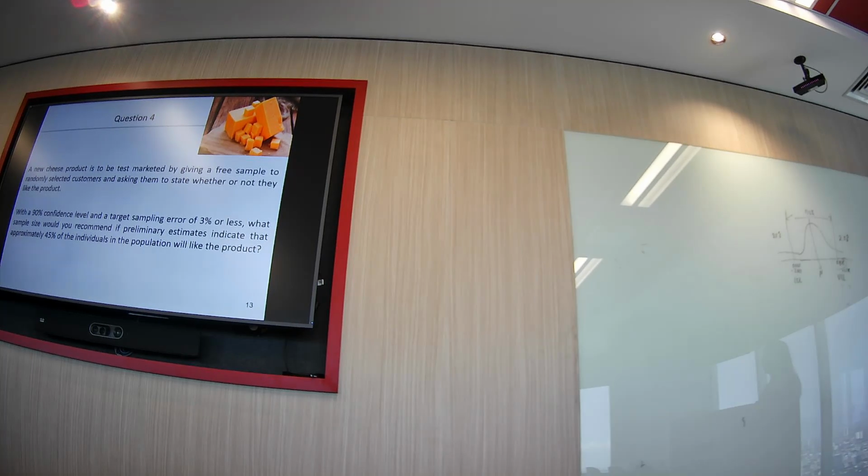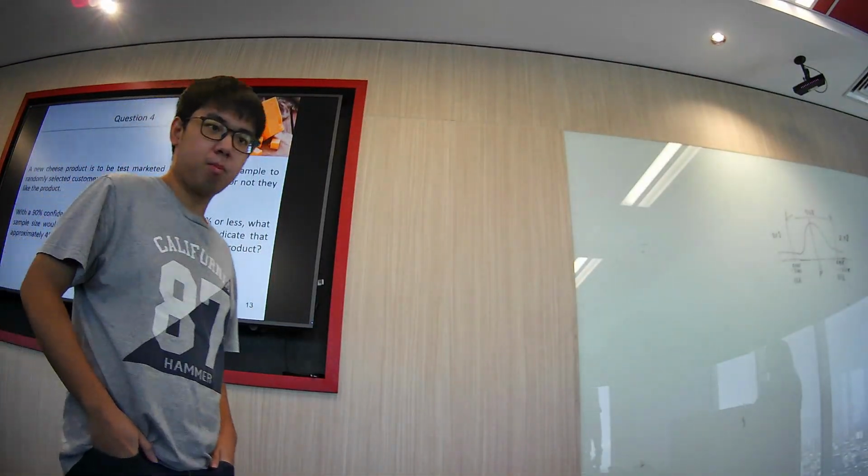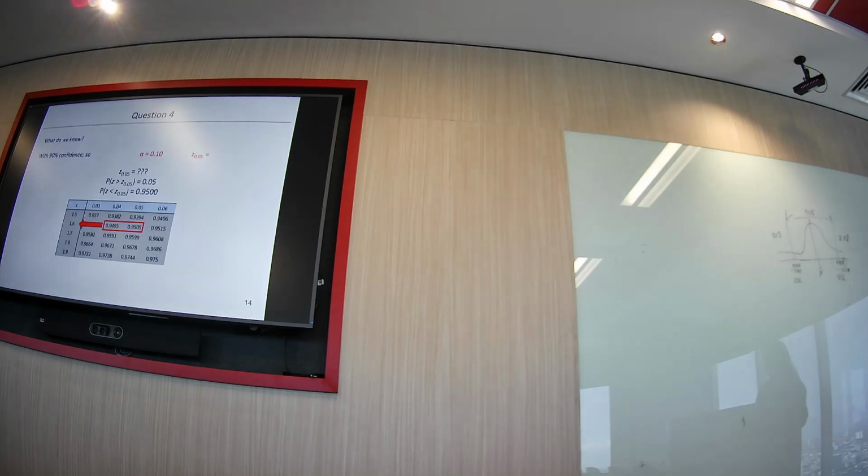And this question is asking you to find the n, the sample size. But this one is dealing with the proportion, not the mean. So this one is the formula.